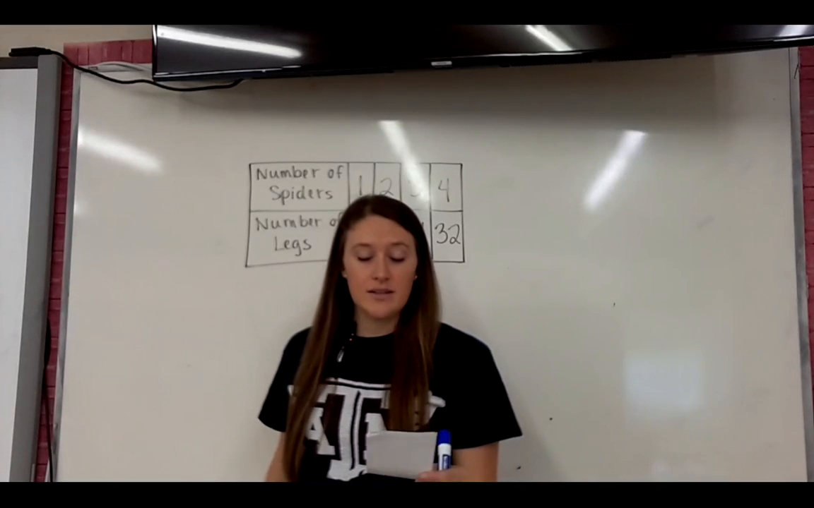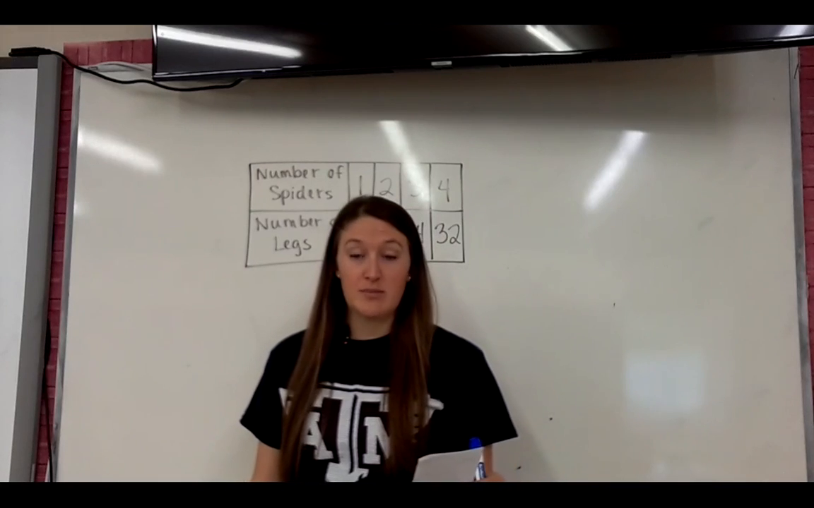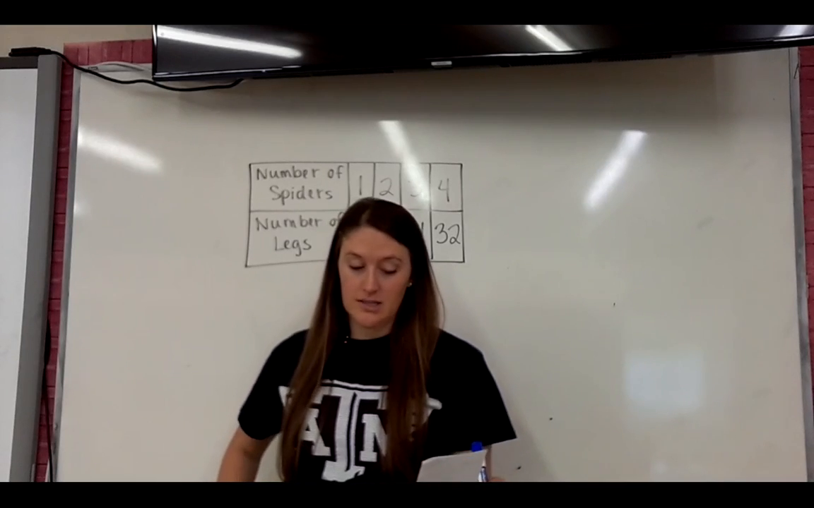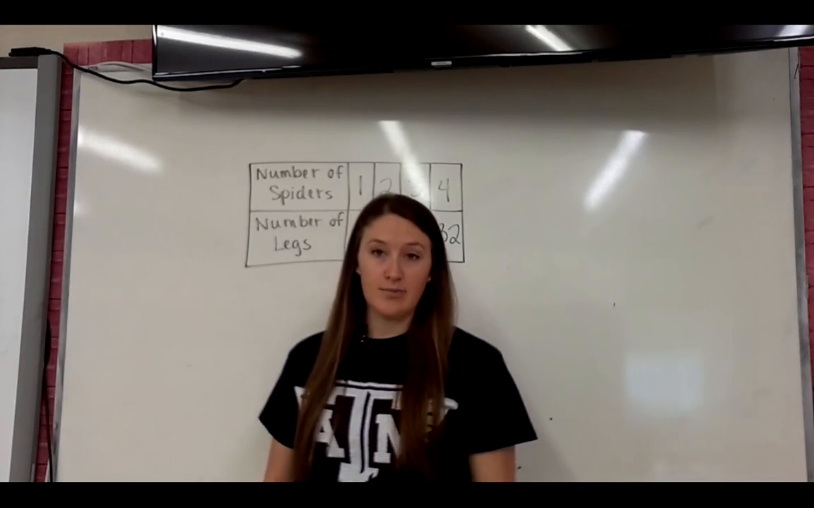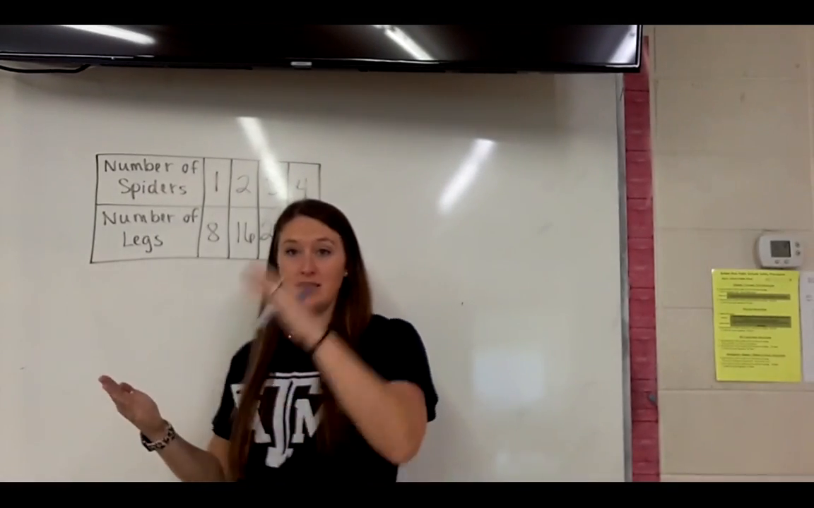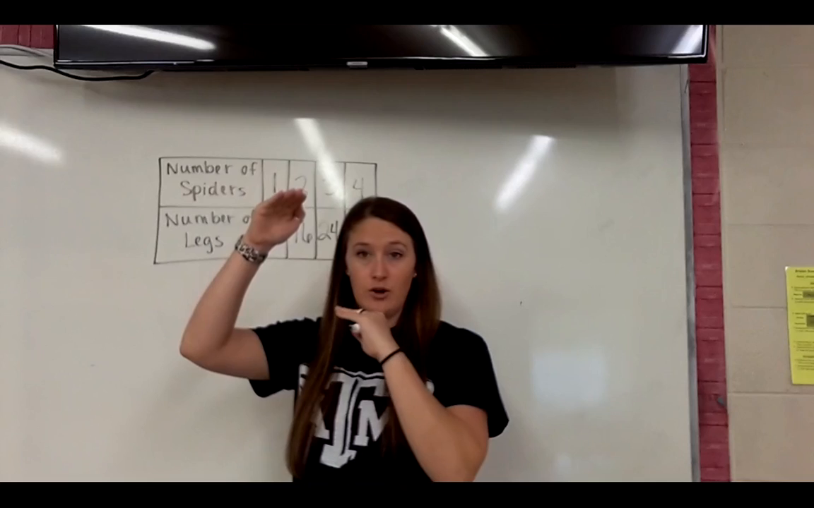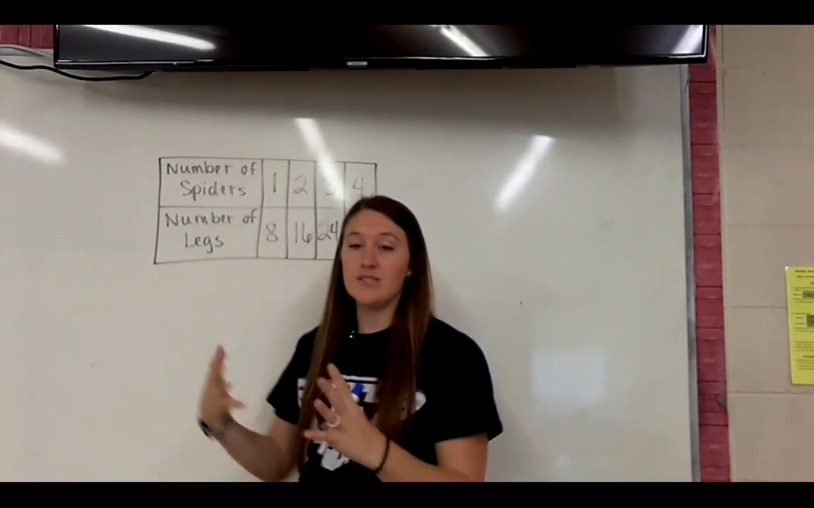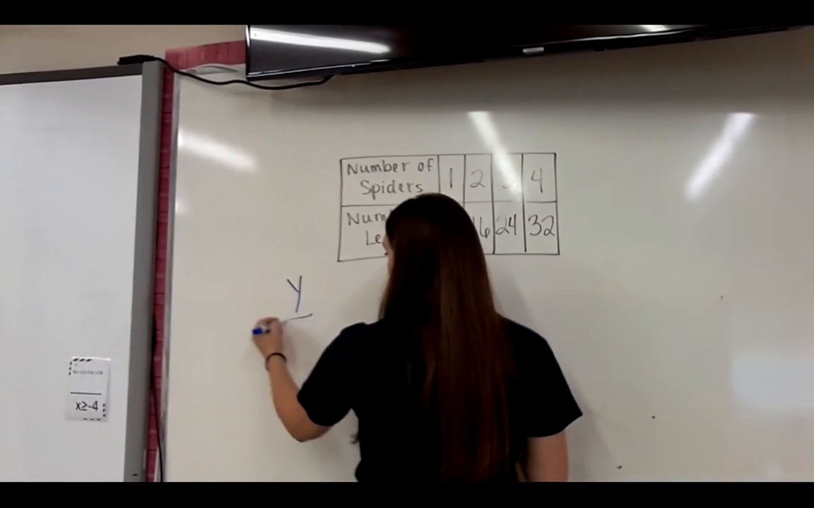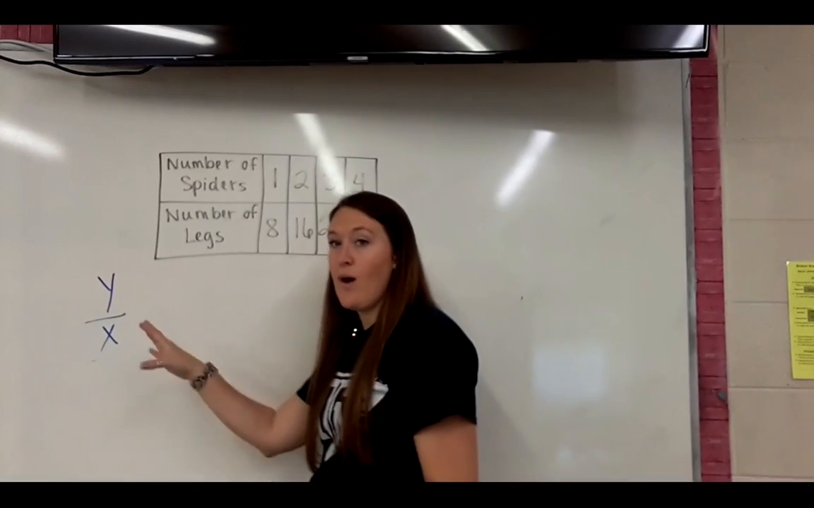Okay, number 1 tells us determine whether the number of legs are proportional to the number of spiders. If the relationship is proportional, identify the constant of proportionality and explain your reasoning. So first of all, they told us legs to spiders. So they're telling us the order. They're telling us legs over spiders, okay? And when we're setting that up, it's always set up y over x. That's what that means. Our constant is always y over x.